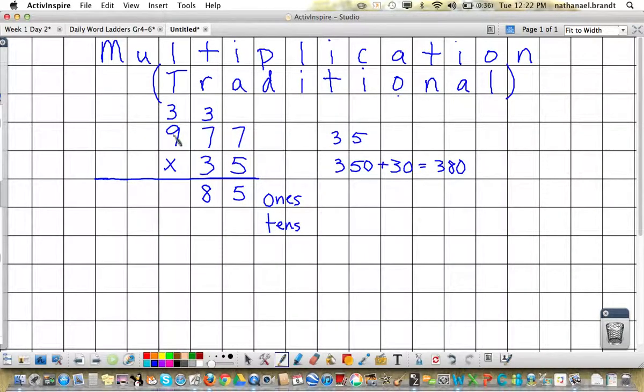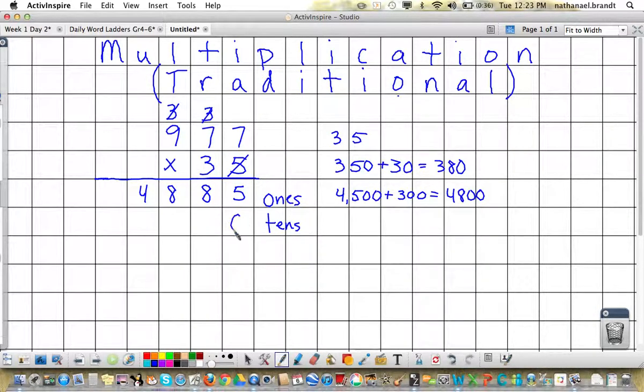Then we're going to multiply the hundreds place times the ones place. So 900s times 5 is 4,500, plus these 300s, which equals 4,800. So we're going to put our 48 right here, because 9 times 5 is 45, plus 3 is 48. So we've multiplied our top numbers by the ones place, and now I move out to the tens place.